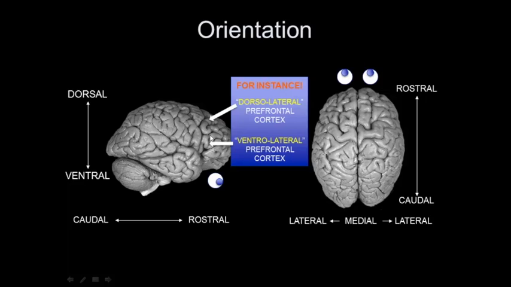So this part here will be the ventrolateral prefrontal cortex, and up here would be the dorsolateral prefrontal cortex. And if you look at the medial side of the brain, the so-called medial wall, there's also a medial prefrontal cortex, also divided into dorsomedial and ventromedial prefrontal cortex. So this just gives you an idea of how these terms are used.